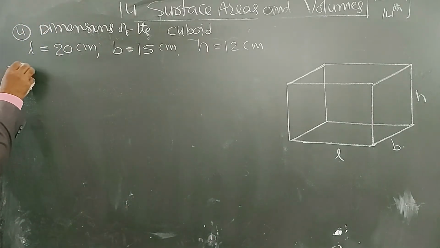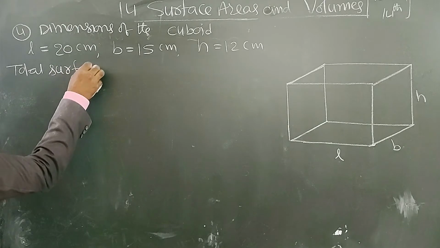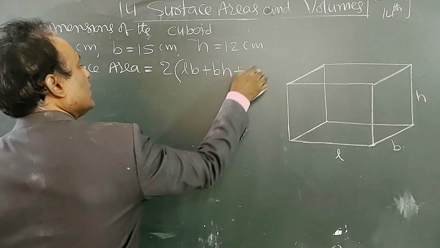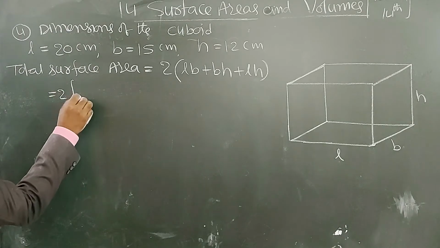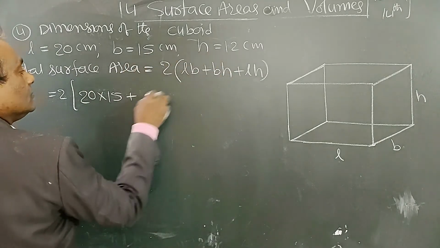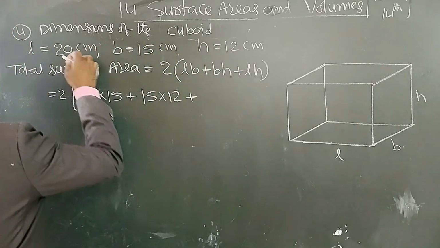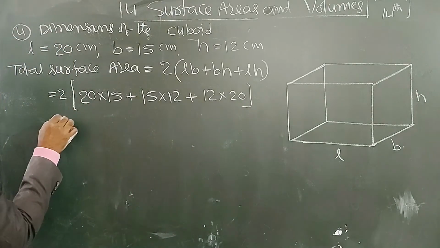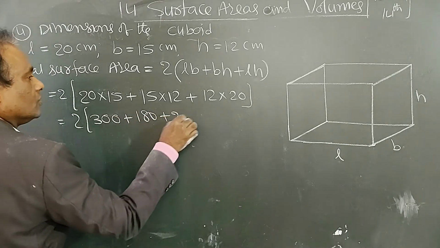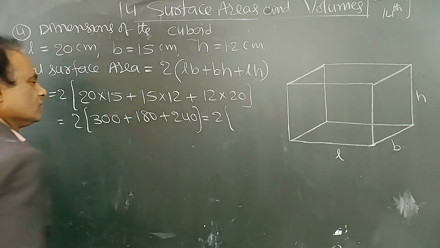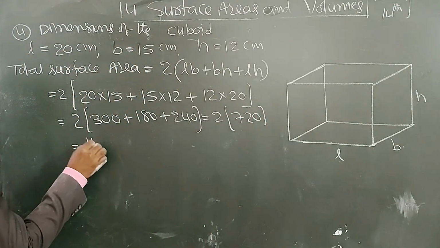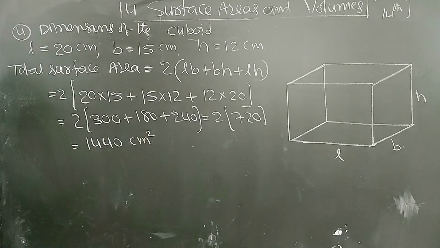Right now, total surface area. What is the total surface area? 2 into (LB plus BH plus LH). LB, BH, LH. It is 1440. You just check it, students. Centimeter square. Just check it.